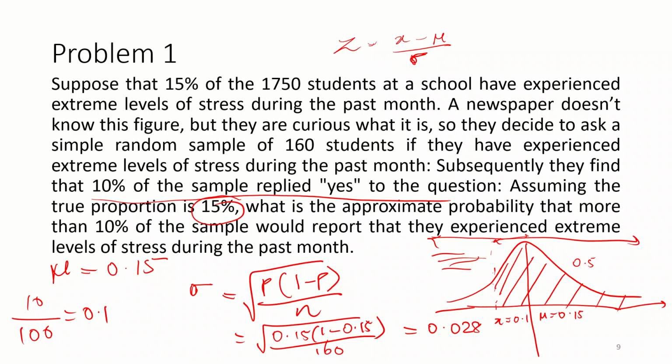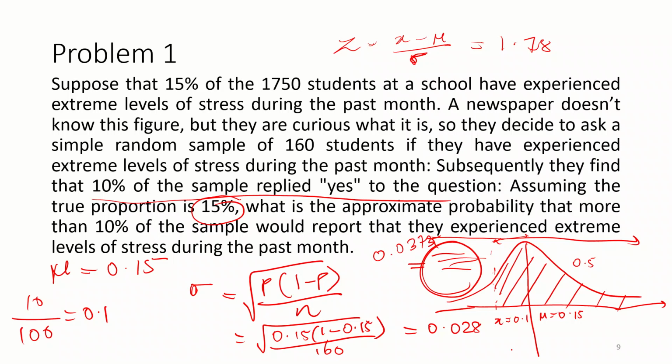So calculating z, if you put all the values, x equal to 0.1 and nu equal to 0.15 and sigma equal to 0.028, z will be 1.78. And if you calculate this value, it is equal to 0.0373.